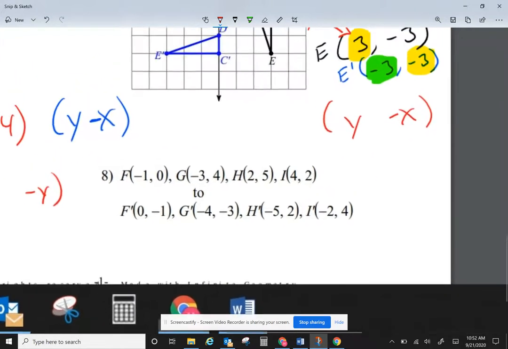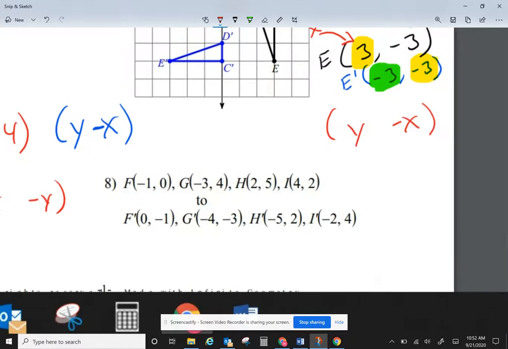Now let's take a look at question number 8. I'm not going to follow point F, because there's a 0 in it, and I don't know if the 0 switches signs or not. In my case, I'm going to follow point G. First of all, I ask myself, did the numbers switch order? There's a 3 first, and then there's a 4. And it seems that G prime is backwards. So yes, my numbers did switch order.